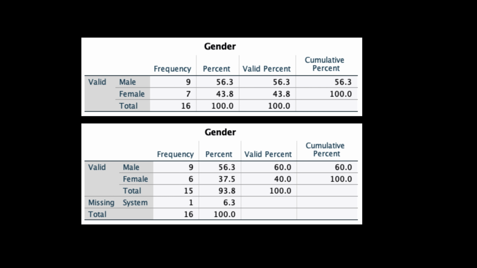Cumulative is when you have everything, and it's over here. But these are the two lines. These are going to be the same if you're not missing anybody. If you're missing something, now your valid percent changes here.